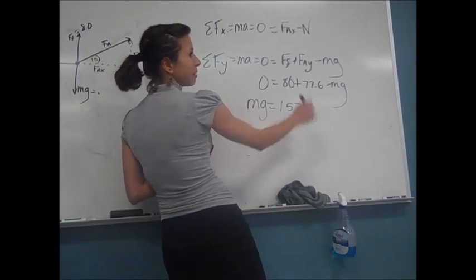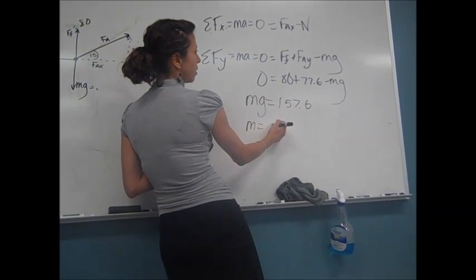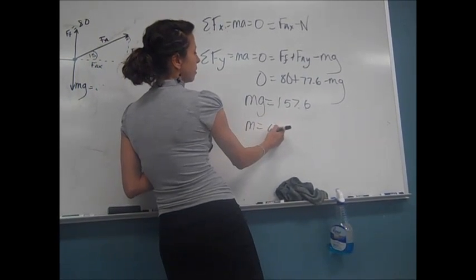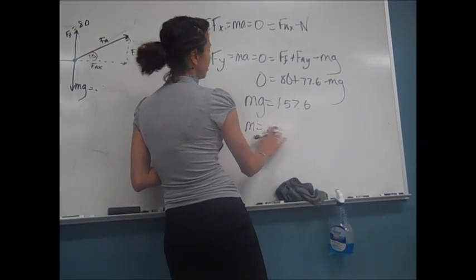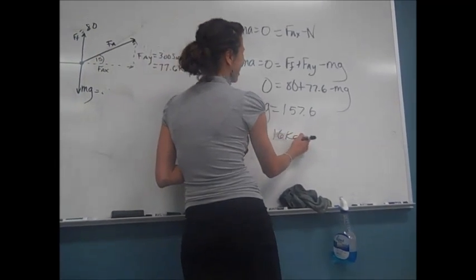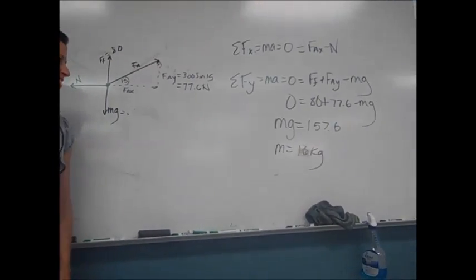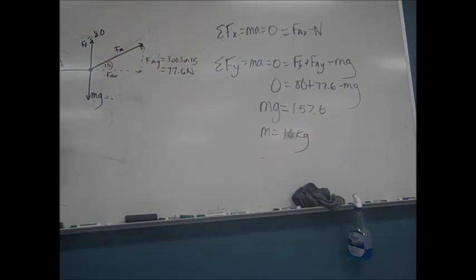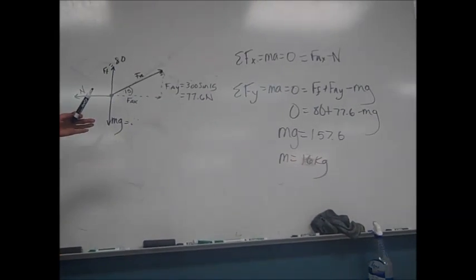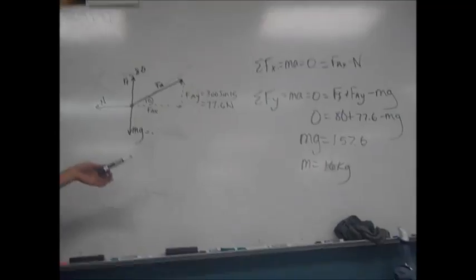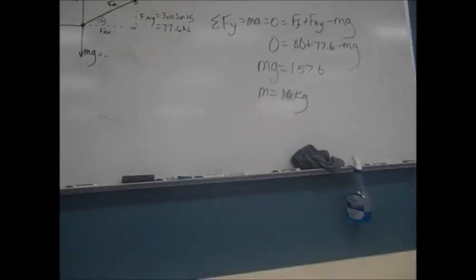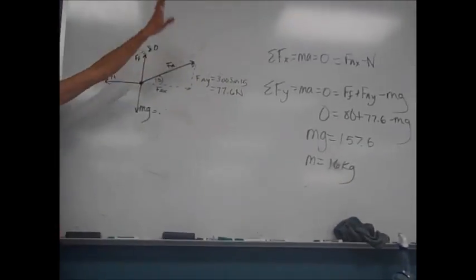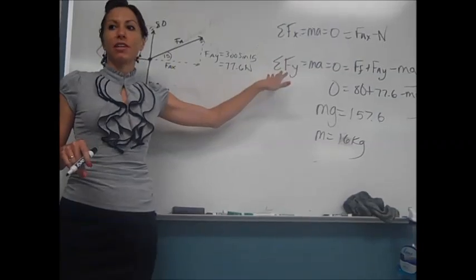157.6 divided by g, and you get 60. Oh, sorry, 16 kilograms. Does anybody have any questions about the process that I followed to do this? The process is the same, right? 1-2 punch, free body diagram, Newton's second law, in the X and the Y direction.